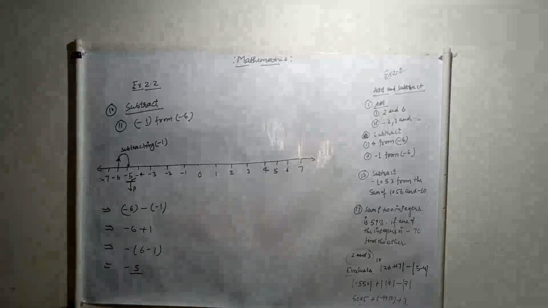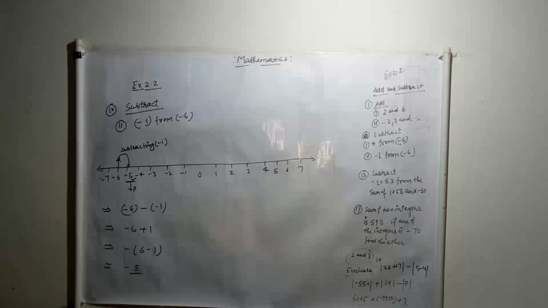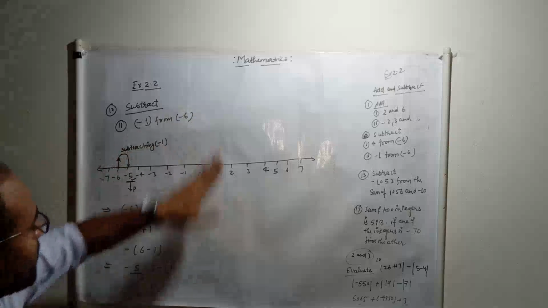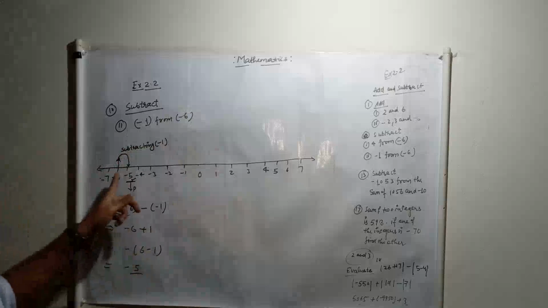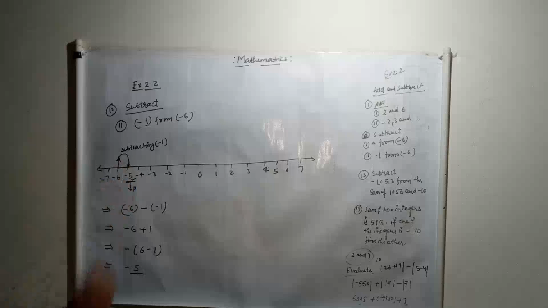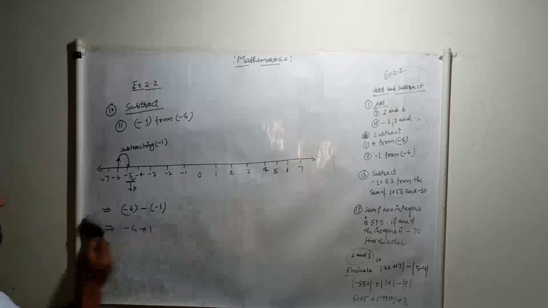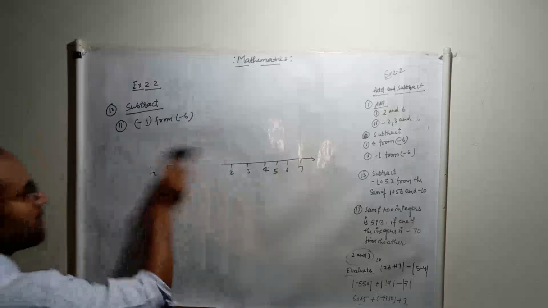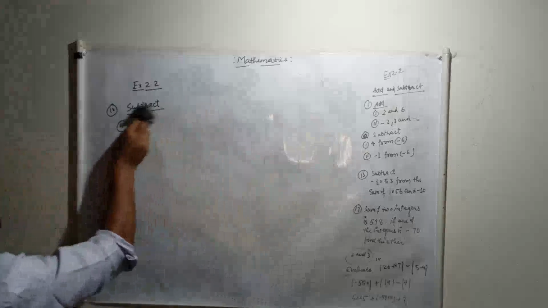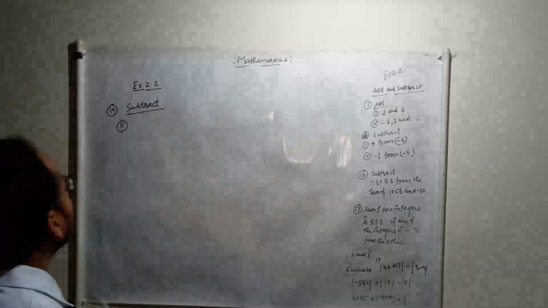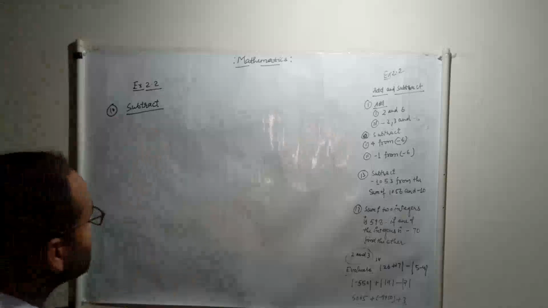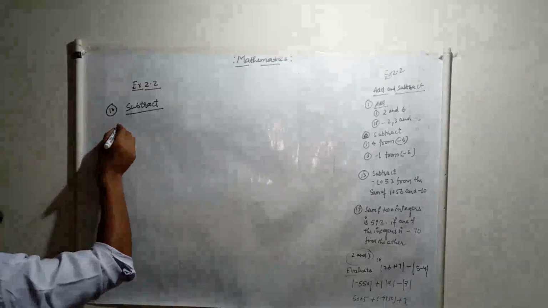Okay, students, I will show you one more example related to this one. It's a very important question. Subtracting minus 1 from minus 6, your answer is minus 5. I have shown you this with the help of a number line also. One more example, I am going to take that example. I want to do more questions related to that. This question is not in your exercise. I have taken one example.